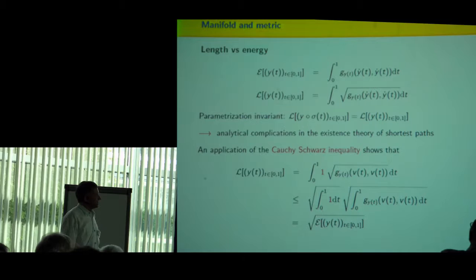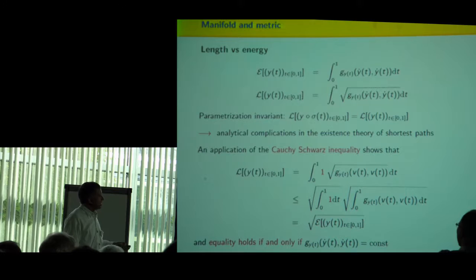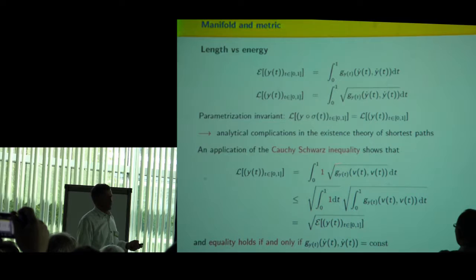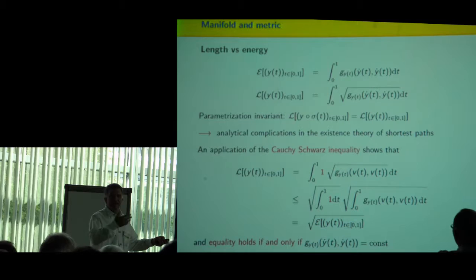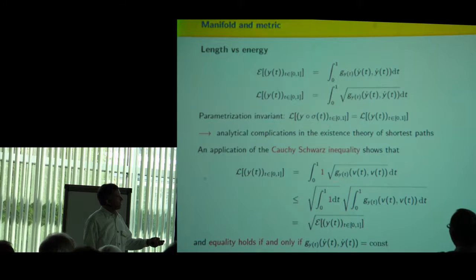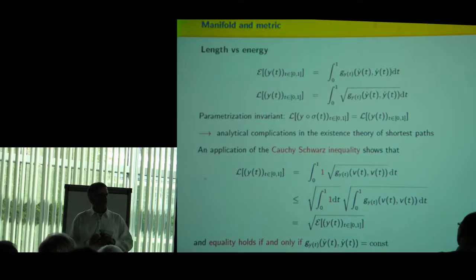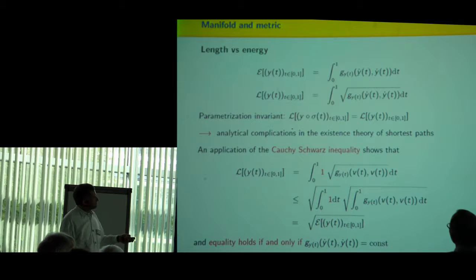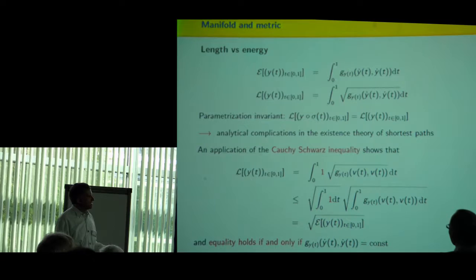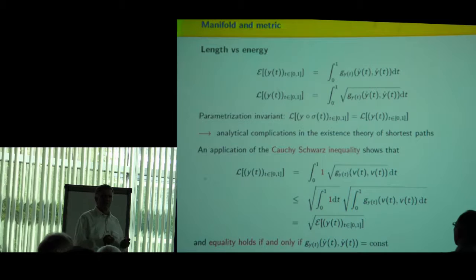And even more, we know that equality holds if these two objects which we have in here are linearly dependent. What does this mean? These are functions over the interval 0, 1. Linear dependence means, what is linearly dependent to a constant? It's another constant. So that means equality holds only if this object is constant. That means if we have uniform speed with which the curve is traversed. Speed measured in terms of the metric. So that means there is equality and the length is equal to the square root of the energy if we are in an arc length parameterized minimizer.